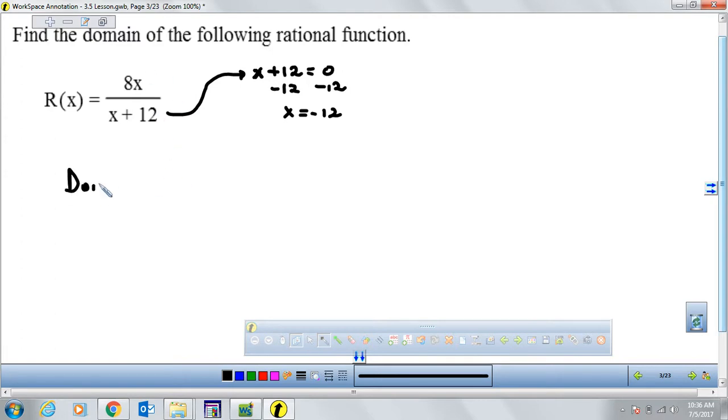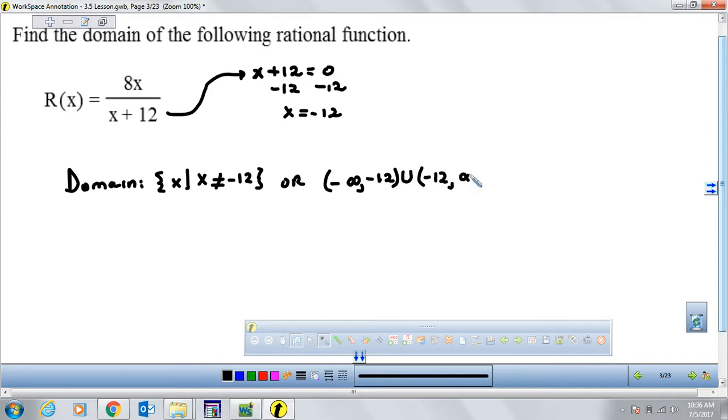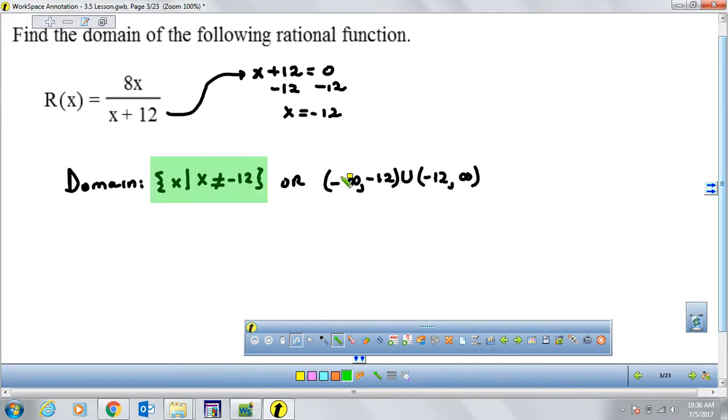So we can write the domain in two different ways. The set notation would be the set of all x such that x is not equal to negative 12. That is one way. Or in interval notation, how would you write it? You're going to say that the domain is anything from negative infinity up to negative 12, or anything after negative 12 all the way to positive infinity. So this is the domain either in set notation or in interval notation.